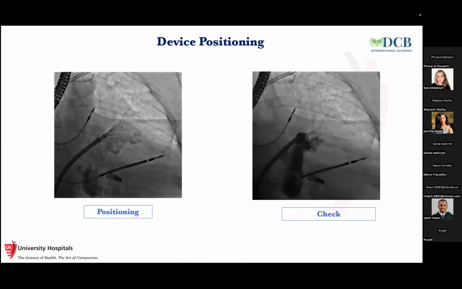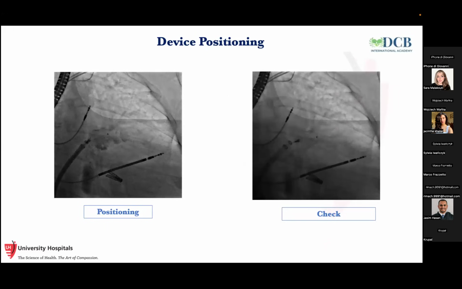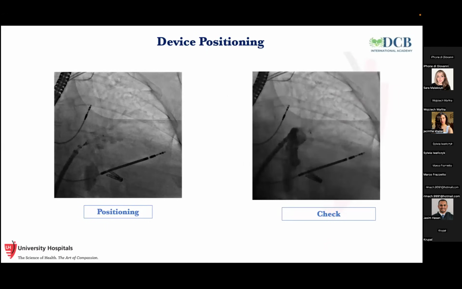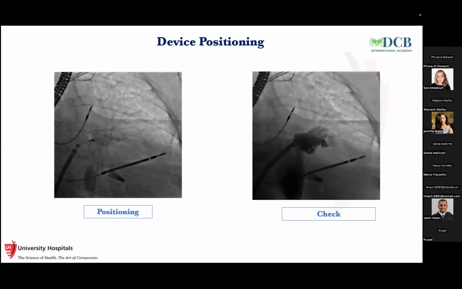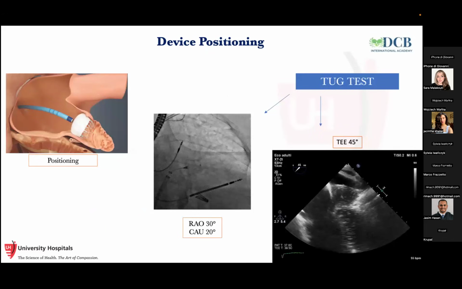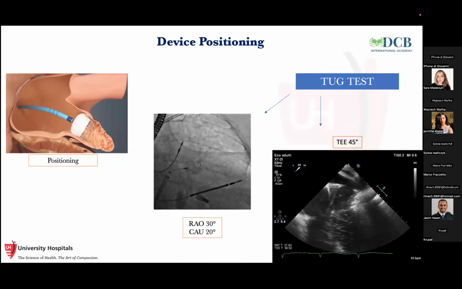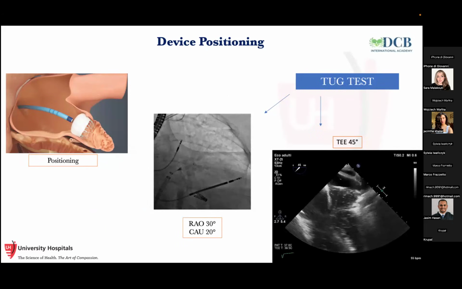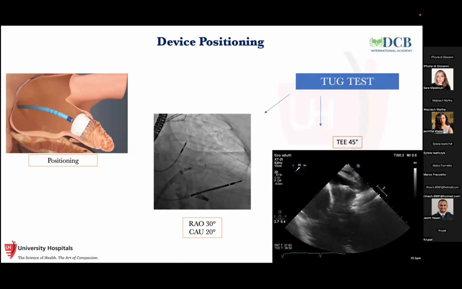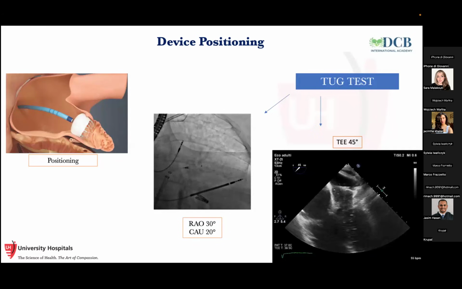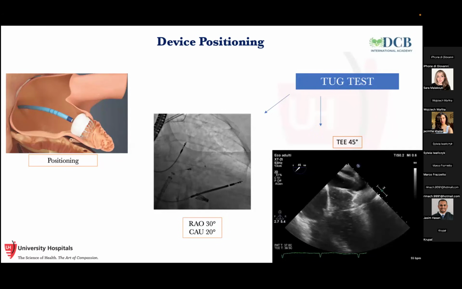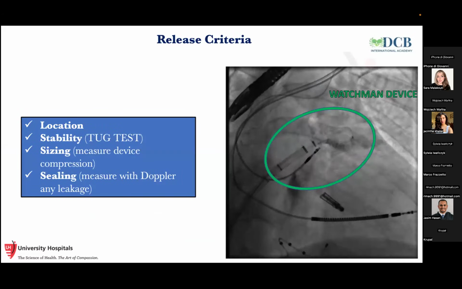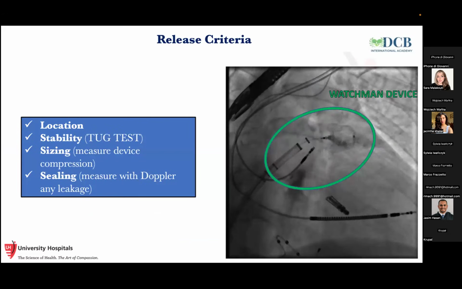We position our device on the left, and then we deploy our device, and we check with contrast if this is a good position. After that, we perform a tug test. Tug test means that we push the device to see if it is stable, to avoid future embolization. You can see the same thing performed as animation, as angio, and as a TEE at 45 degrees. At the end, we have to satisfy all the release criteria: the location, the stability, the sizing, and the sealing.